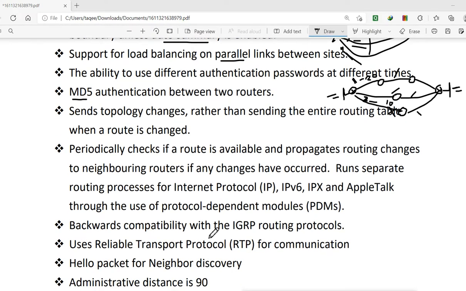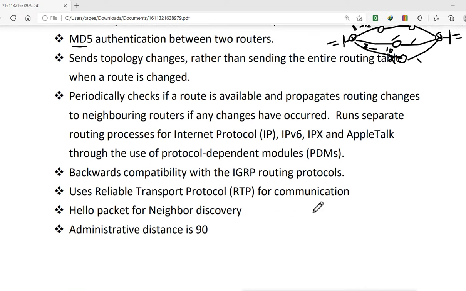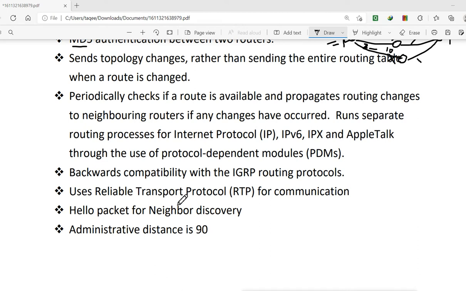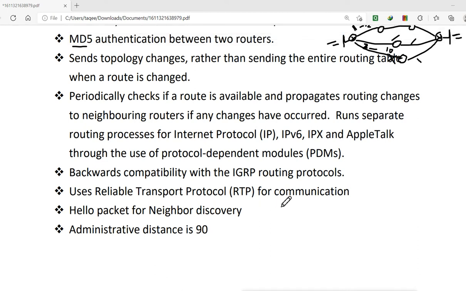Then backward compatibility with the IGRP routing protocol. It is compatible with IGRP because it is the enhanced version of IGRP. So it has backward compatibility, like if you have already configured IGRP on the other routers, then it can support those also. Also it uses a reliable transport protocol for communication.